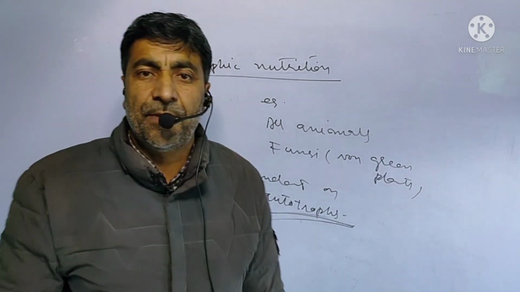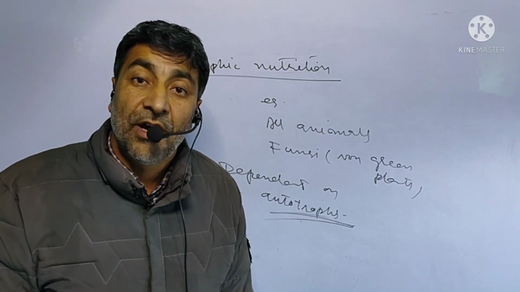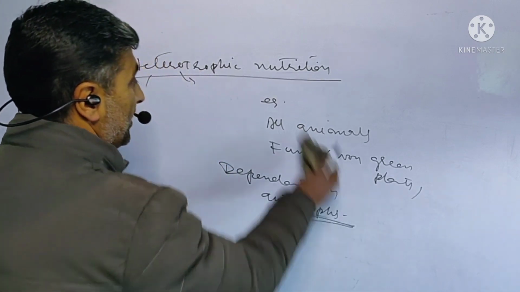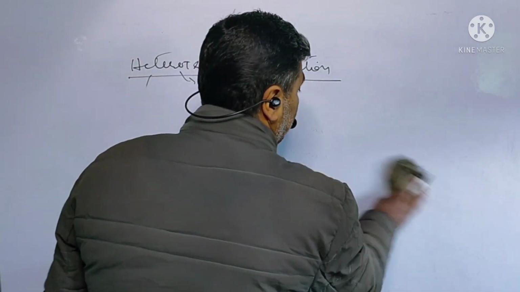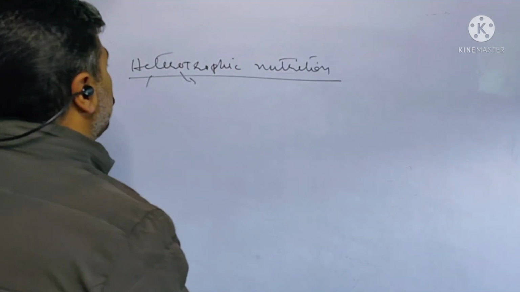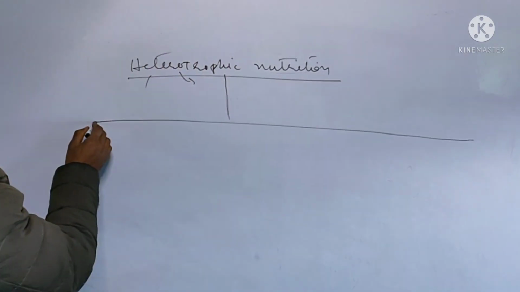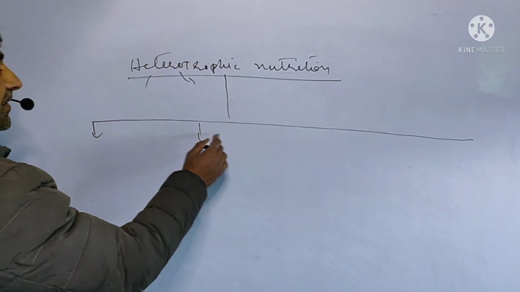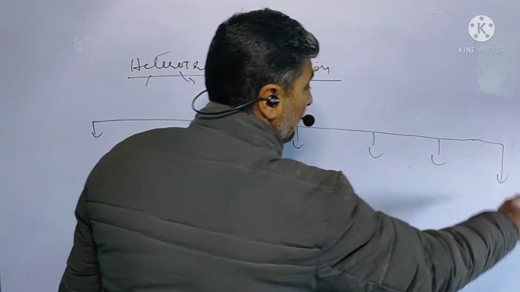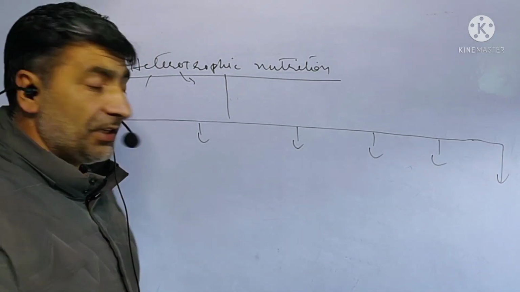Now this heterotrophic mode of nutrition is again divided into how many types? Into 6 types. Try to understand, heterotrophic nutrition is again divided into 6 types. You might have studied only 3 types, but it is divided into 6 types.